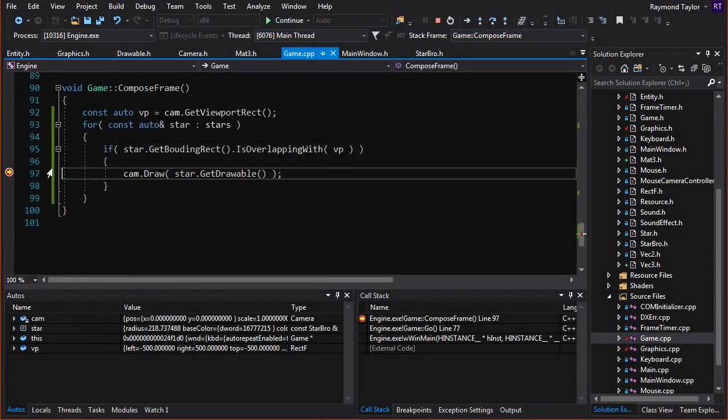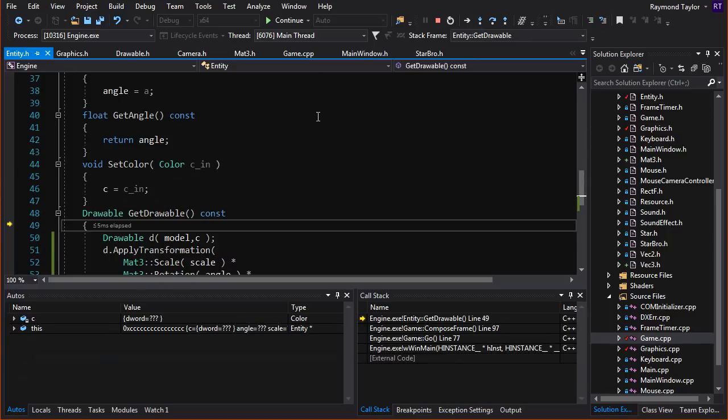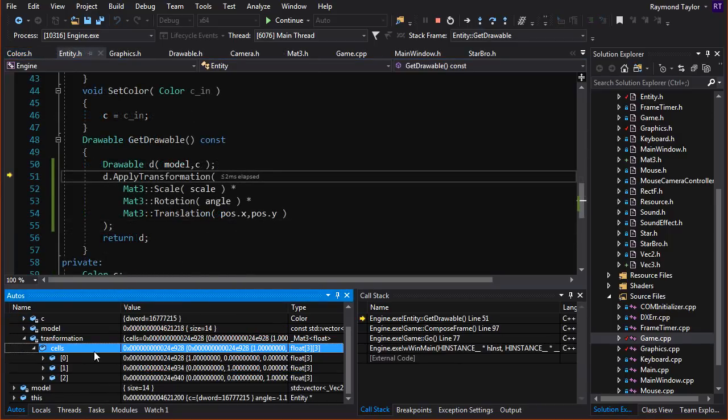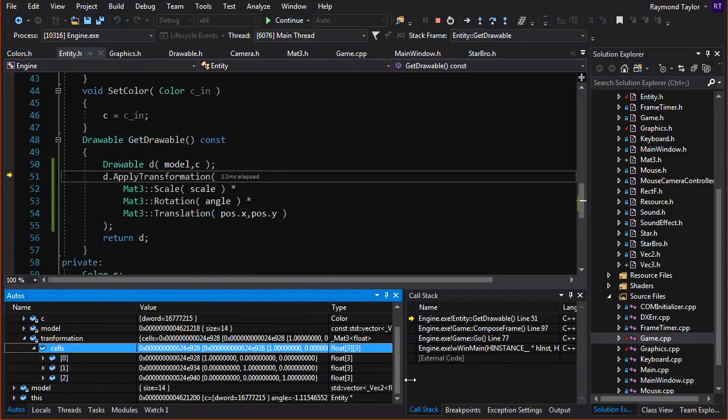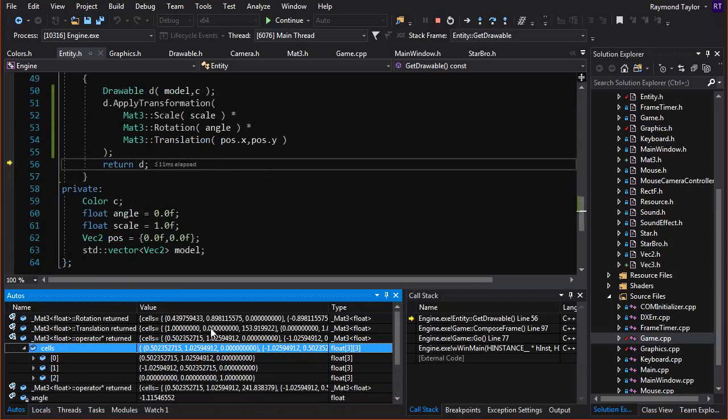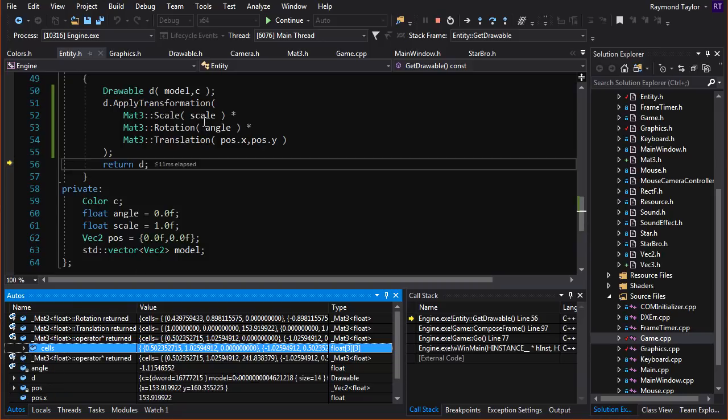All right, so instead of a breakpoint here, let's follow the journey of a star, or a star drawable, down the pipeline. So we're going to step into this, and the cells of the transformation look good: 1, 1, 1. The first multiplication applied the scaling and the rotation, and that looks fine because this looks like a rotation matrix, right? We got the negative here, positive, the diagonals are mirrored, nothing here. That's fine. So this concatenation seems to have worked.